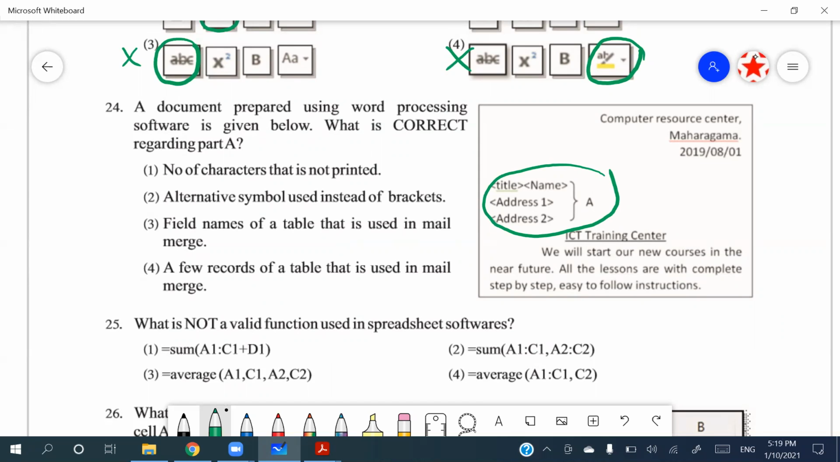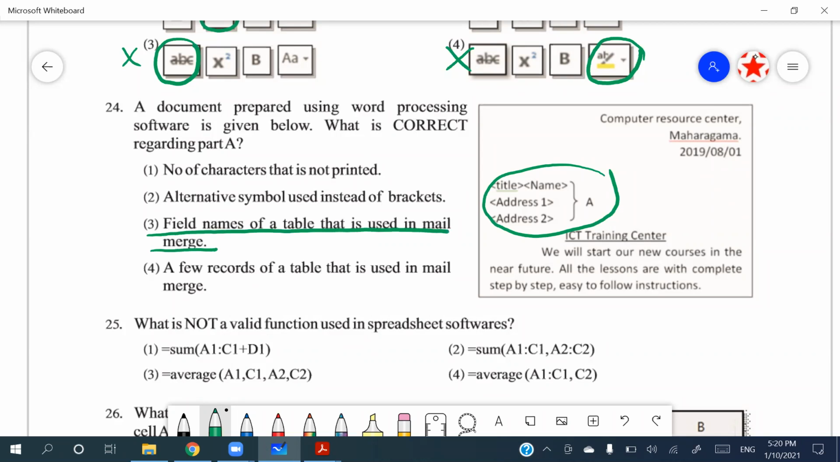Number of characters that is not printed. Alternative symbols used instead of brackets. Field names of the table that is used in mail merge. A few records of the table that is used in mail merge. Yeah, the correct answer should be the third one.